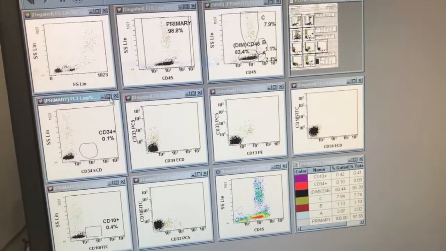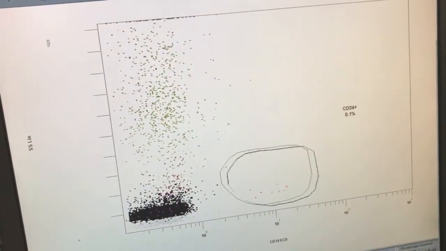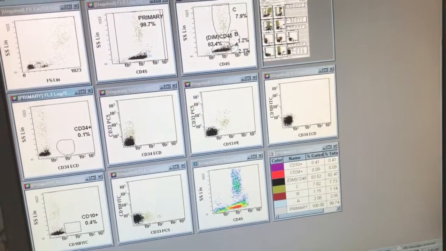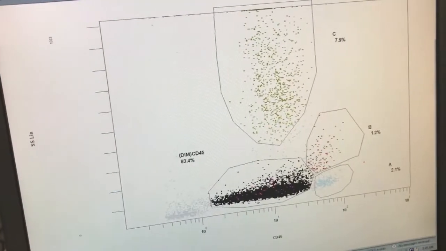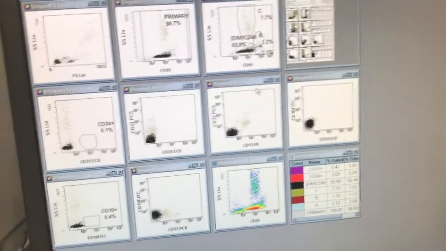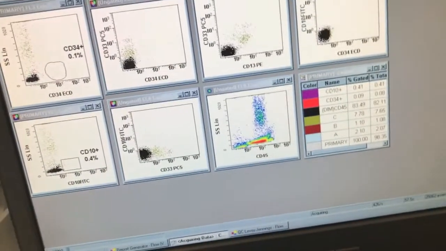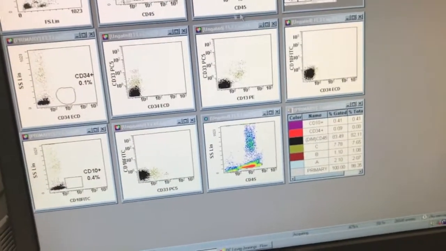Now we're going to go to tube number 5, which is going to be our blast tube. It's going to have CD34, CD33, and CD10. And we can see that the dim population here does not have any CD34, maybe 0.1%. So we're just going to gate it appropriately, make sure we pick out any populations that are showing.